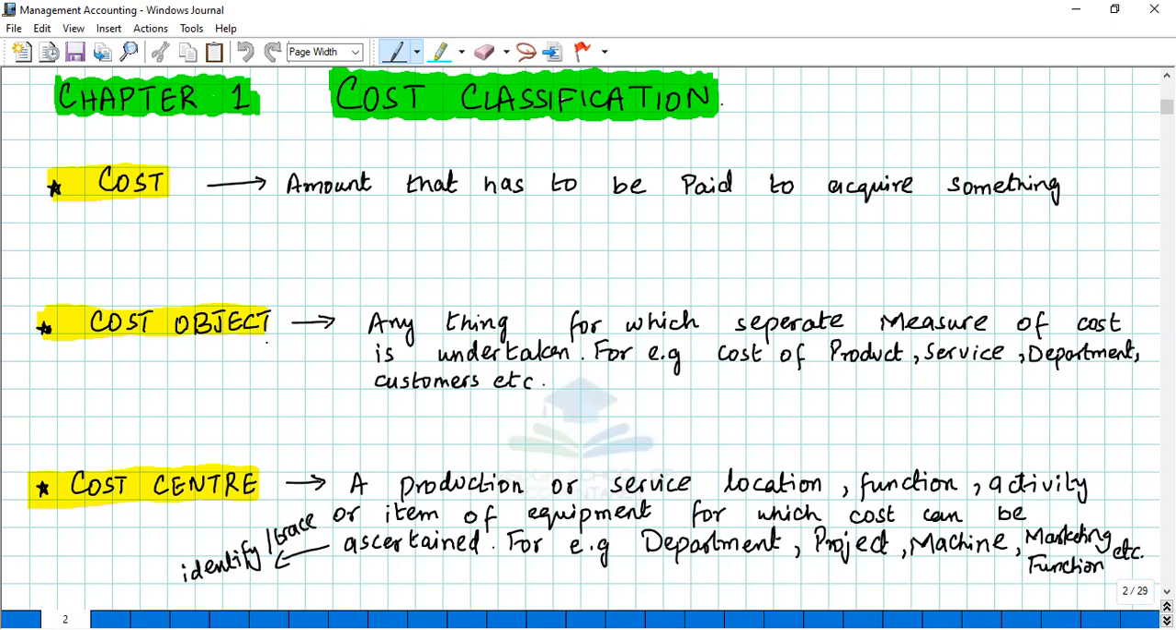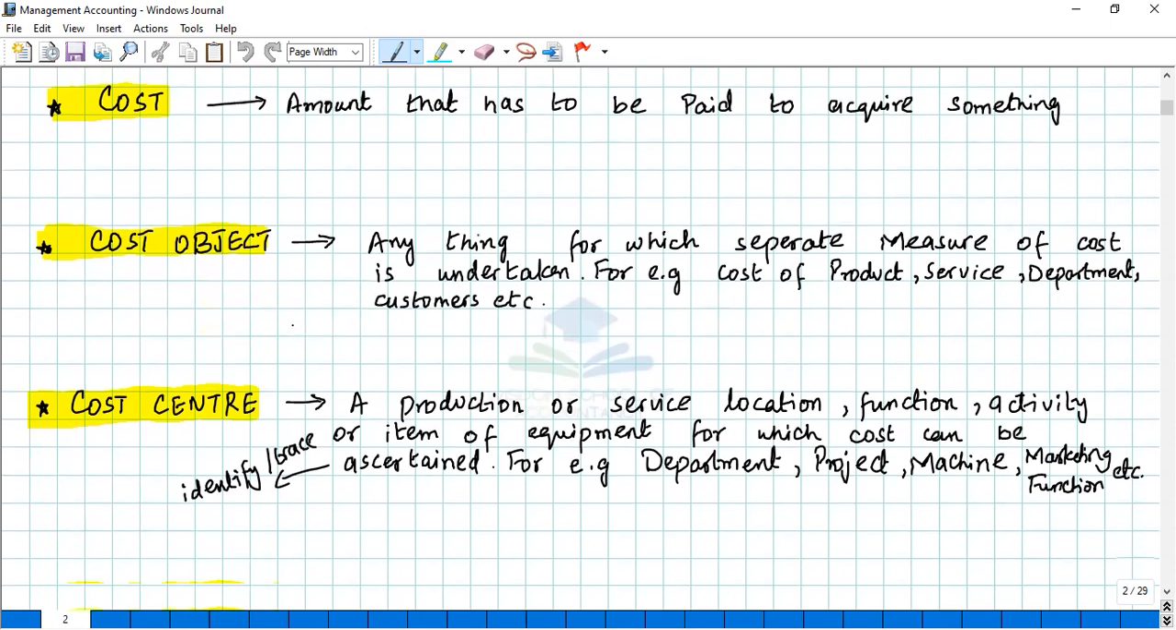The second definition that you need to be familiar with is of cost object. Now, what is cost object? Anything for which separate measure of cost is undertaken. So anything for which management is trying to calculate the cost, or anything for which management is compiling the cost, is known as your cost object. Let's say you want to find out the cost of a single product. So that product will be your cost object. Let's say you are trying to find out the cost of a service. So that service will be a cost object for you.